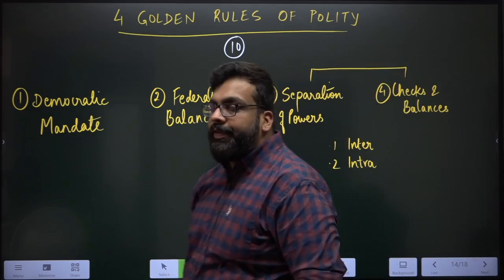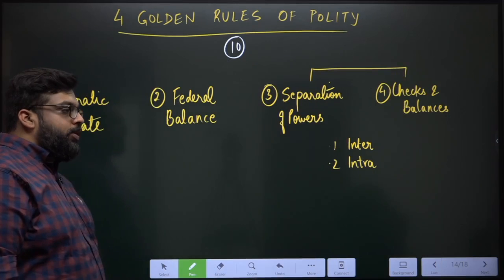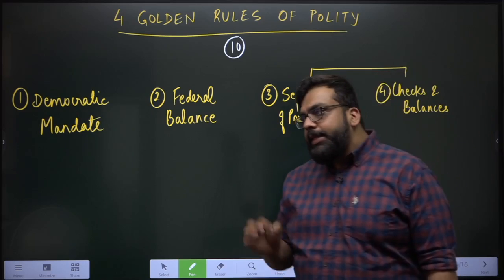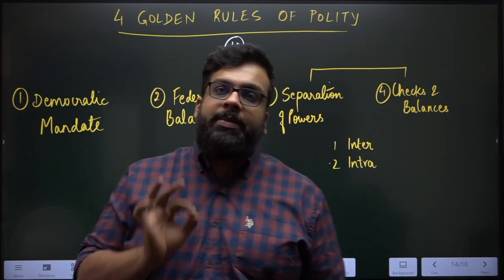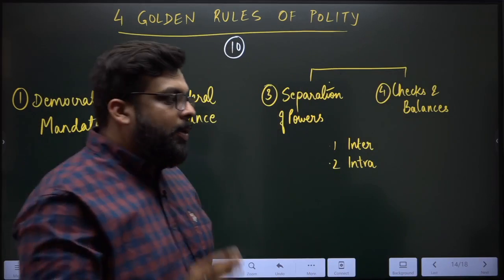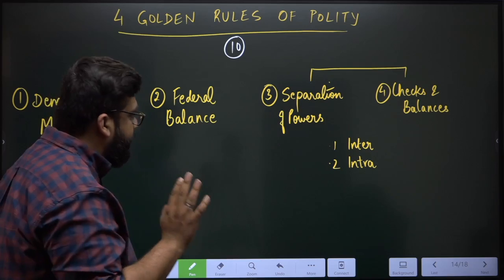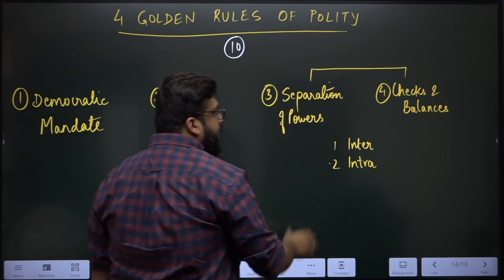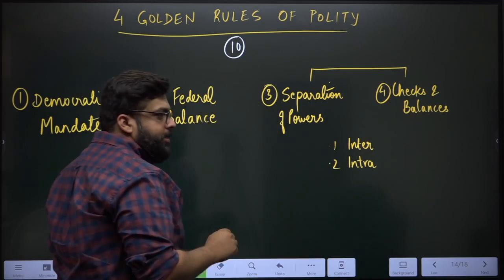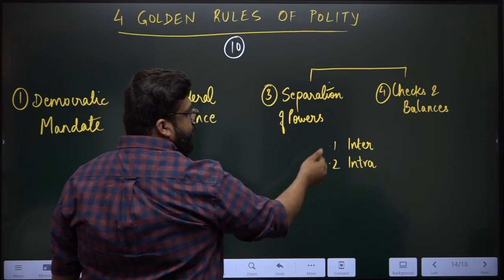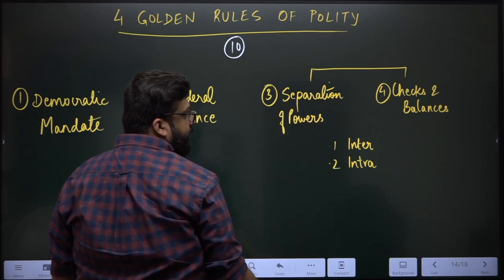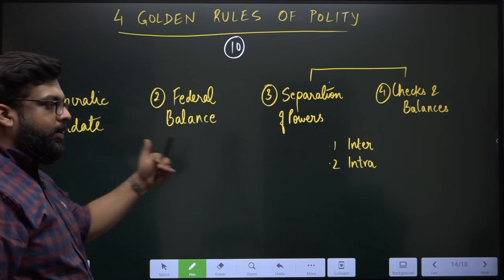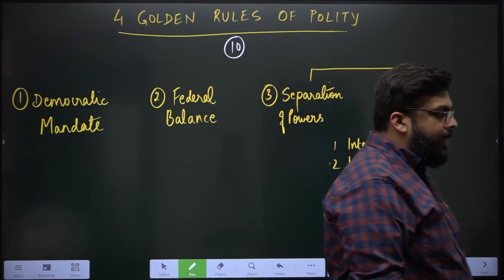Now we come to my favorite part, which is the 4 golden rules of polity. And I need you to be absolutely on point with this. If you understand these 4 golden rules, I give you my word, you don't need to memorize a single word as far as polity is concerned. There are 4 basic golden rules: democratic mandate, federal balance, separation of powers, and checks and balances. We'll study separation of powers and checks and balances together. They have 2 sub-rules each. So inter-separation of powers and intra-separation of powers, inter-checks and balances and intra-checks and balances. We'll cover each of these 4 one by one to get a sense of where we are at, right?